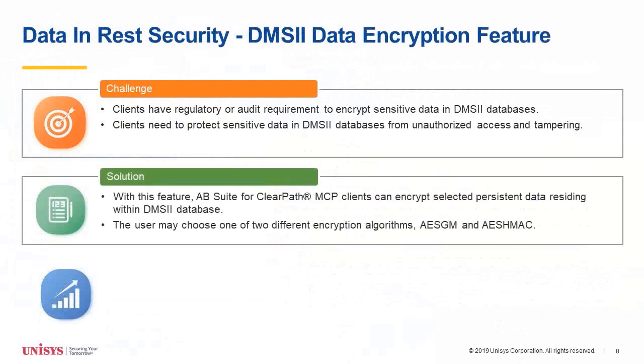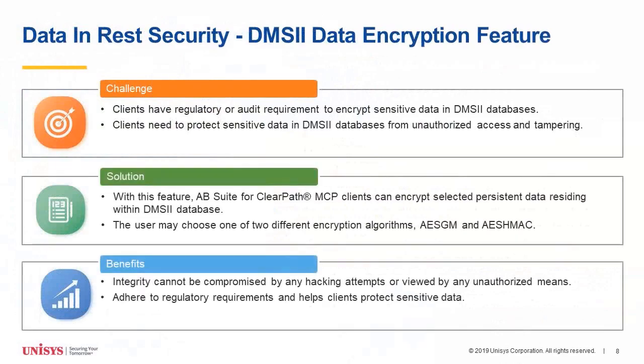So one of the things that we have tried to build in the AB Suite 7.0 release is that we have looked at security from the data at rest security and data in transit security. So for data at rest, which is typically the data in the DMS2 databases, we have been thinking about how to make them more secure. So with this release, we have the data encryption feature, so that it can encrypt the persistent data in your application database.